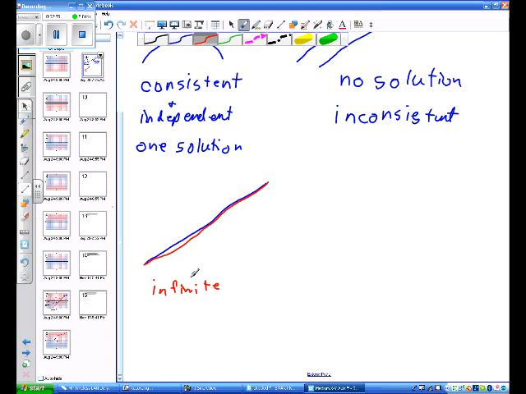So you have an infinite number of solutions, and what we do is we say that this system is consistent and dependent. Not spelling that correctly. It's dependent. Because it depends upon the point that you are at as far as your solution goes. So these are the types of systems that we're going to have.